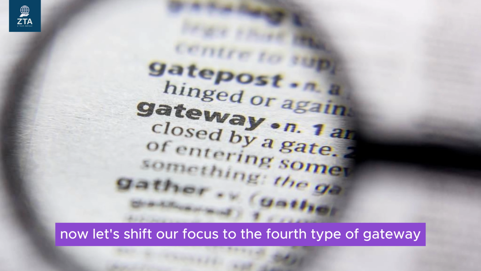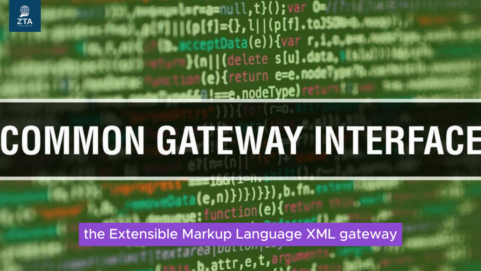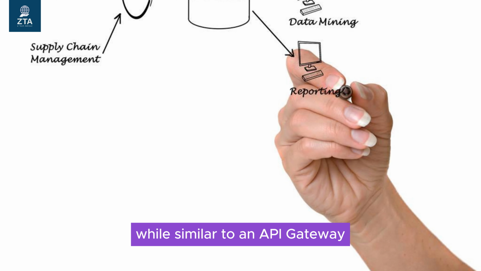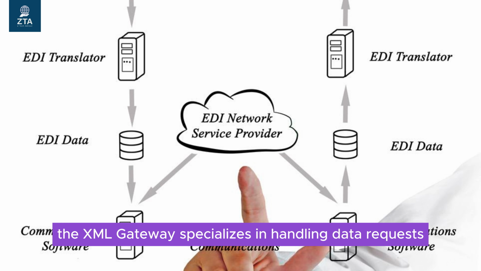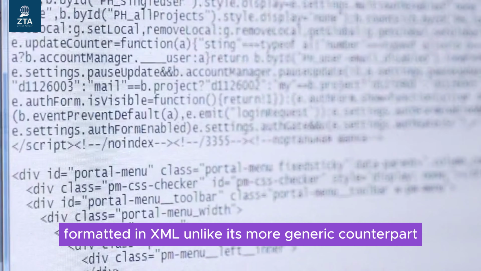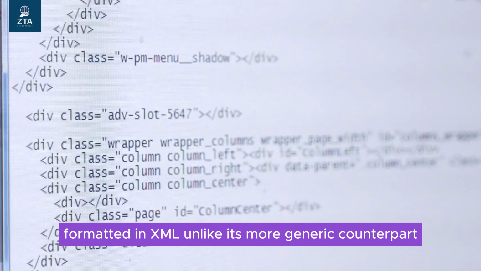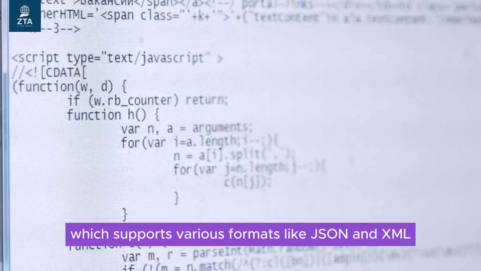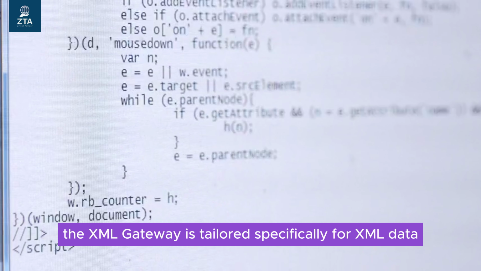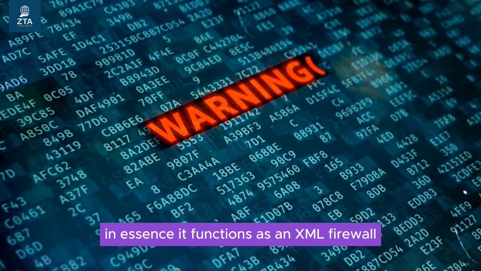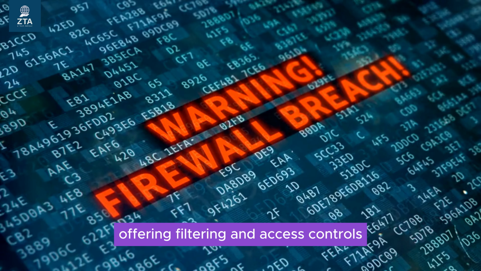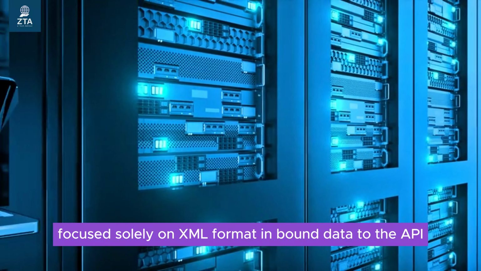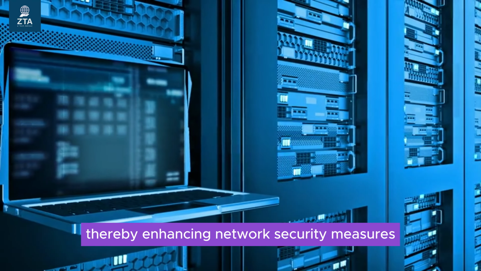Now, let's shift our focus to the fourth type of gateway, the Extensible Markup Language (XML) gateway. While similar to an API gateway, the XML gateway specializes in handling data requests formatted in XML. Unlike its more generic counterpart, the API gateway, which supports various formats like JSON and XML, the XML gateway is tailored specifically for XML data. In essence, it functions as an XML firewall, offering filtering and access controls focused solely on XML format inbound data to the API, thereby enhancing network security measures.